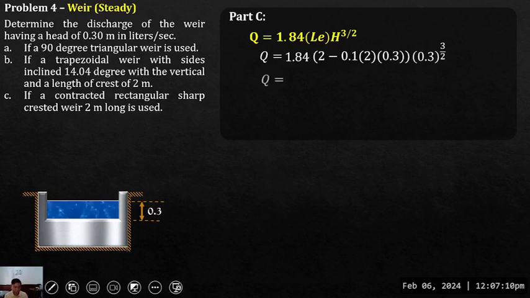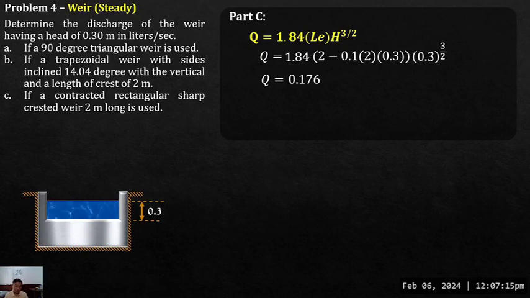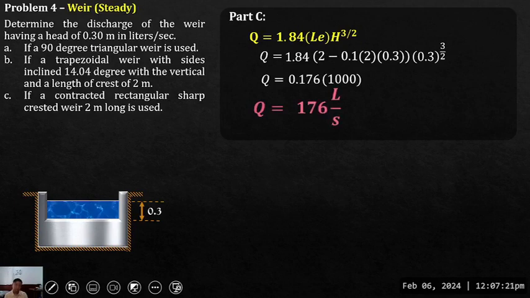Answer for Q is 0.176. Tapos convert mo siya into liters per second, multiply it with 1,000, we'll get a Q of 176 liters per second. This is the answer for letter C.